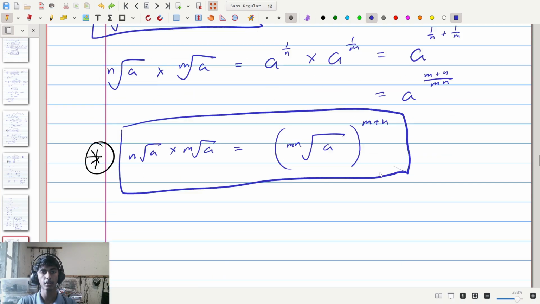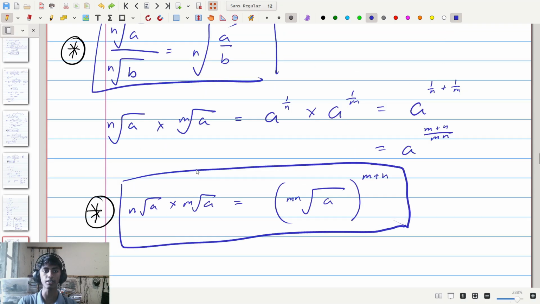And finally, this extra bonus identity over here, the identity that some people got wrong. The nth root of a times the mth root of a is not the mnth root of a, it is in fact the mnth root of a to the power of m plus n. So be a little careful, do not write the wrong thing. This is the correct identity, the other identity is the incorrect one. The nth root of a times the mth root of a is equal to the mnth root of a to the power of m plus n.